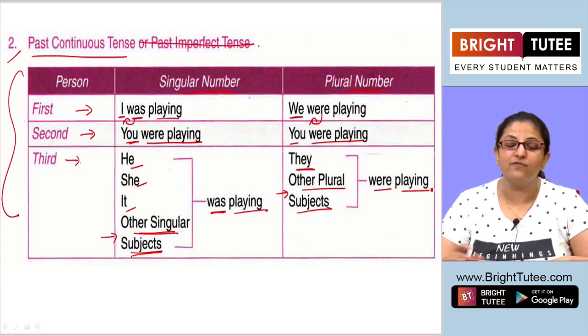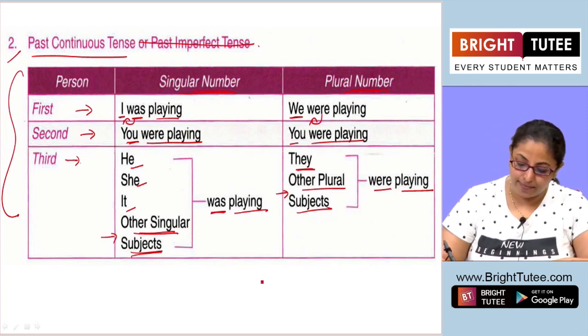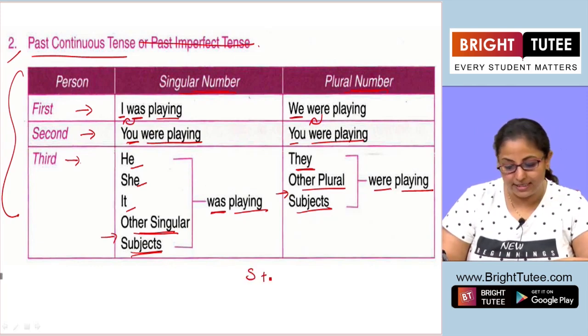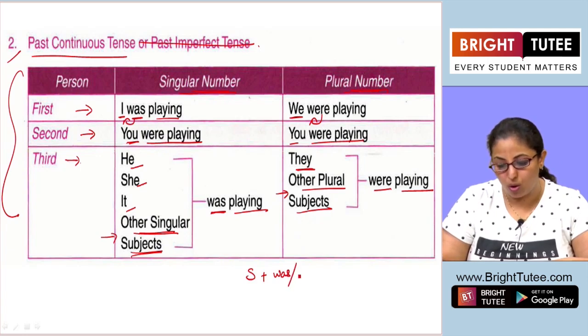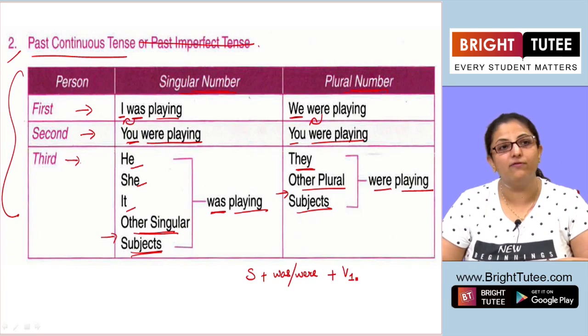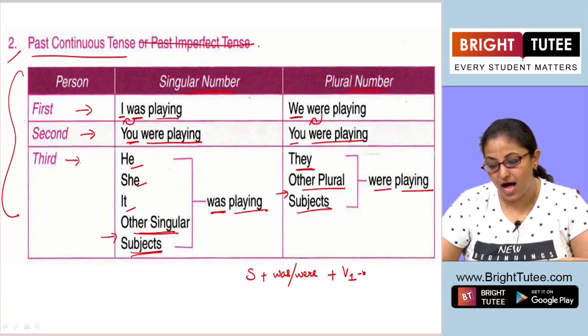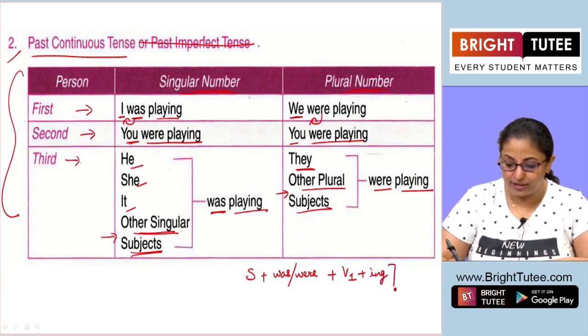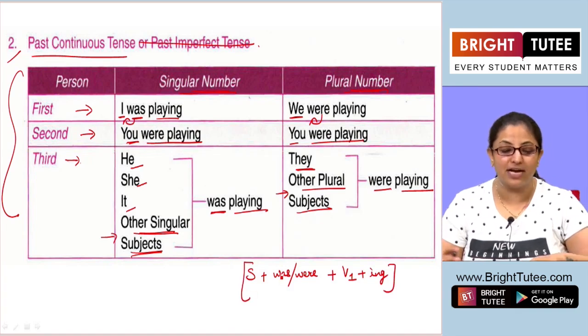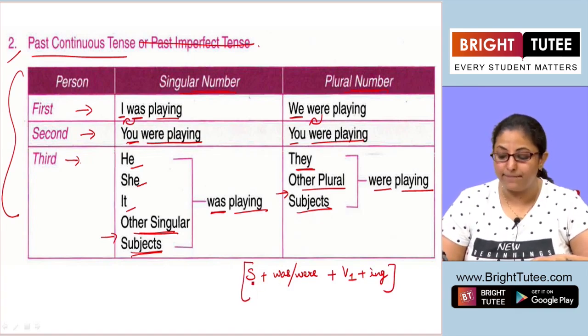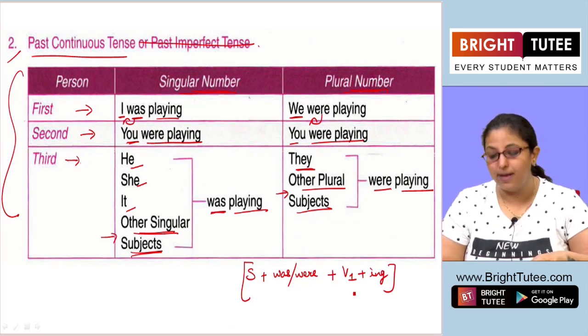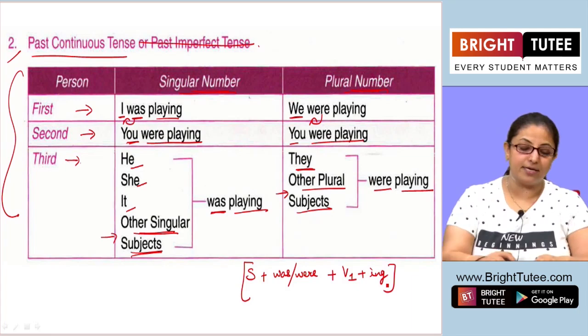The structure for this type of sentence is subject plus was or were plus the first form of verb plus ing. So this is the structure for this kind of sentence: subject plus was or were plus the first form of verb plus ing, right?